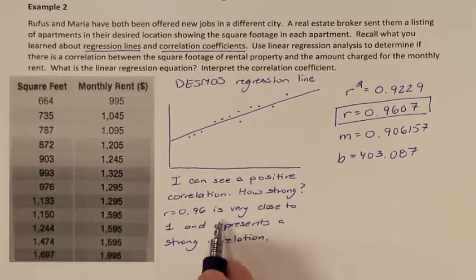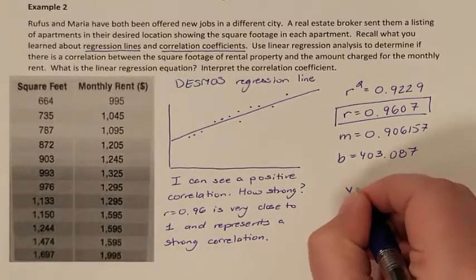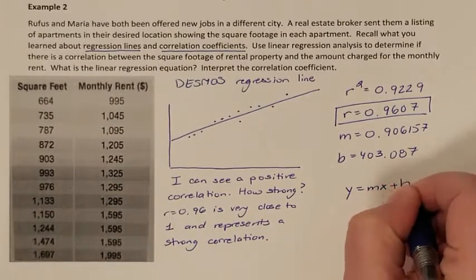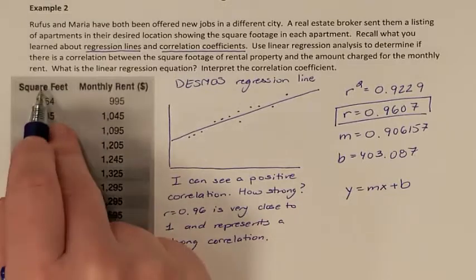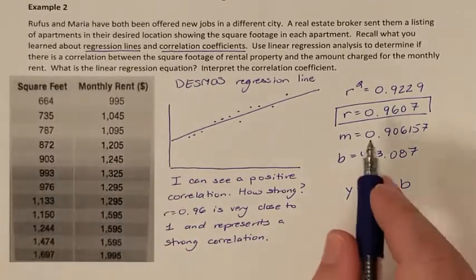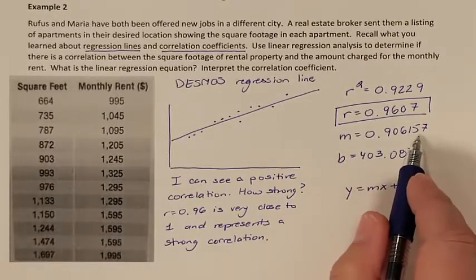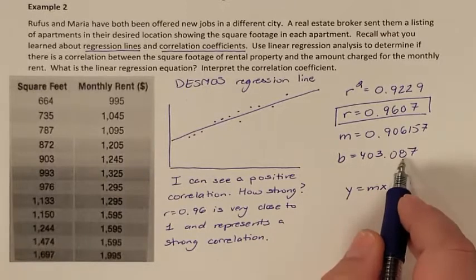What does this all mean? This means that we can come up with a y equals mx plus b equation and use this formula to determine the cost of a square footage that isn't in here. They gave you your m, which is your slope, and they gave you your b, which was your y-intercept.